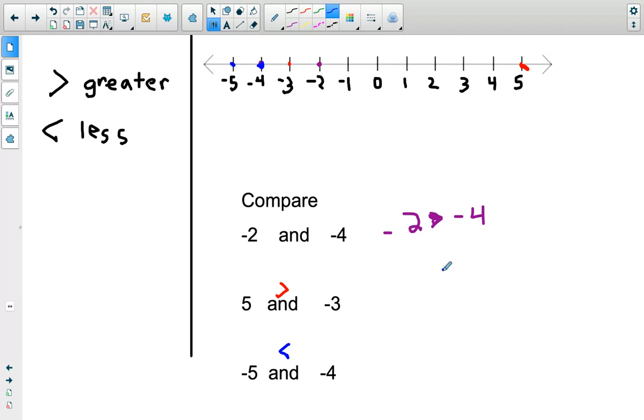What if I give you something like this? We compare the absolute value of -4 to the absolute value of -5. Got to remember what those symbols mean. If you recall, the absolute value of -4 is +4. The absolute value of -5 is +5. Which is bigger, 4 or 5? Well, 5. So 4 is less than 5. Make sure you pay attention to those absolute value signs.